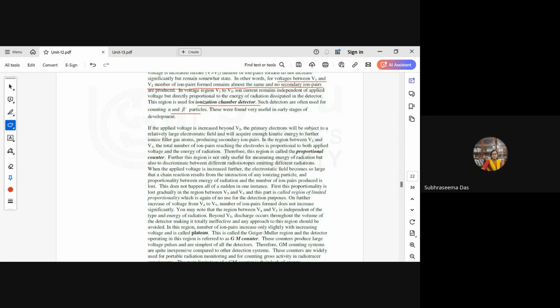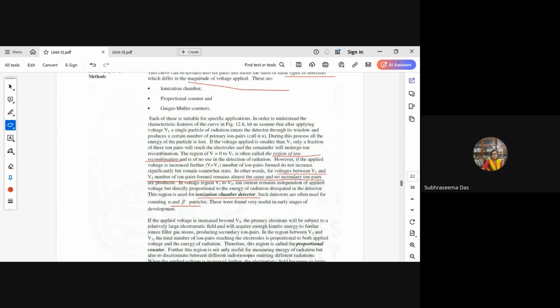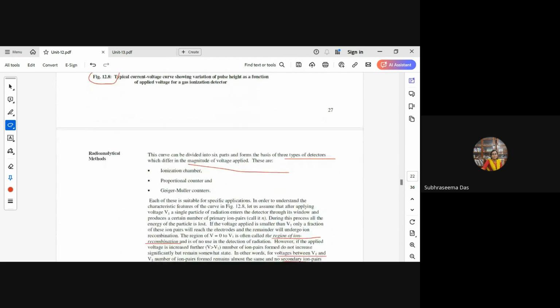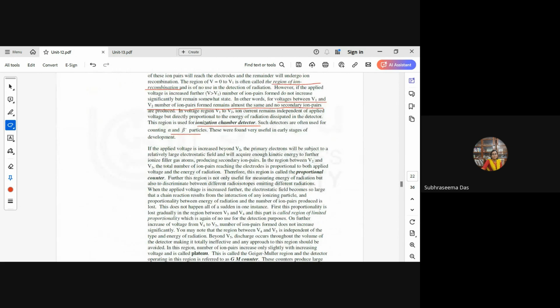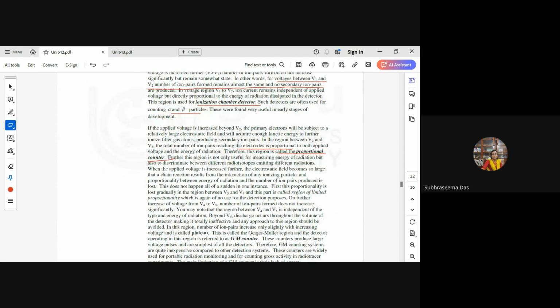Now when we increase the voltage beyond V2, the electrons are subjected to a large electrostatic field, and thus in the region between V2 and V3, the total number of ion pairs that reach the electrodes increases. This region is called the proportional counter. It is useful not only for measuring radiation energy, but it also discriminates between different radioisotopes that emit different types of radiations.